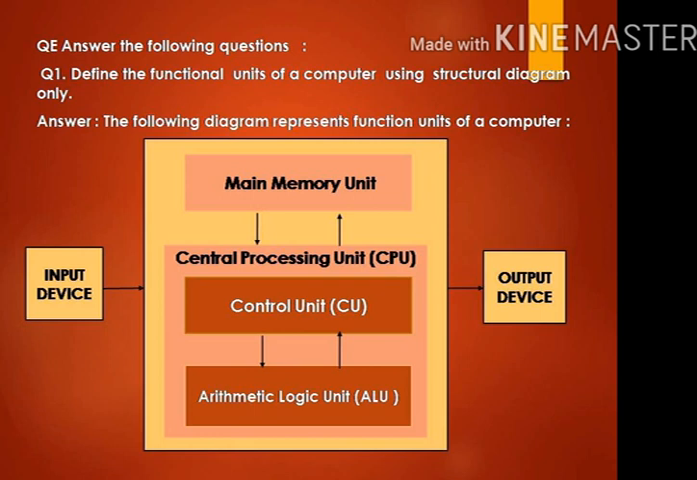Here, input device. Input device is used to take input of data. CPU is used to process the data, and output device is used to give the output of data as information. Keyboard and mouse are the examples of input device. Monitor, printer are the examples of output device. Central processing unit consists of 3 parts. They are main memory unit, control unit, and arithmetic logic unit.